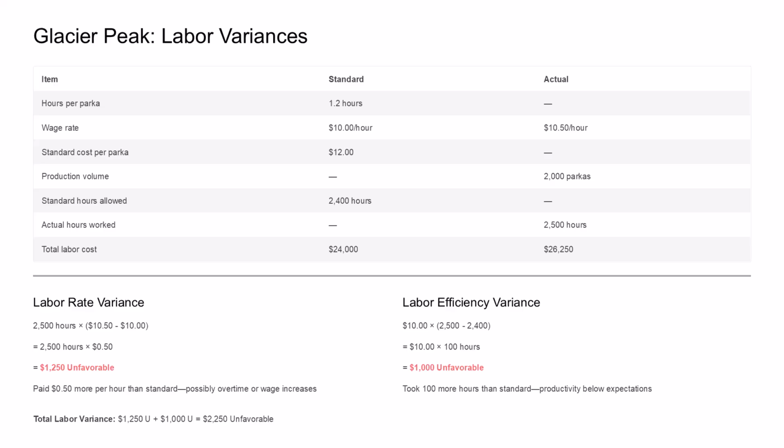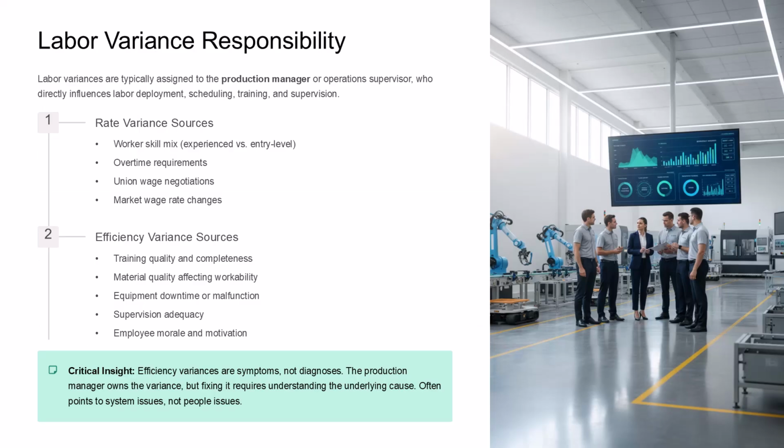Now management has clear targets. Figure out why wages exceeded standard. Was it overtime or pay increases? And figure out why productivity was below standard. Was it training, materials, or equipment? That specificity is power. You're not guessing about labor problems, you're pinpointing them. Now let's talk about who owns these labor variances and what drives them. Labor variance responsibility, the production manager's domain.